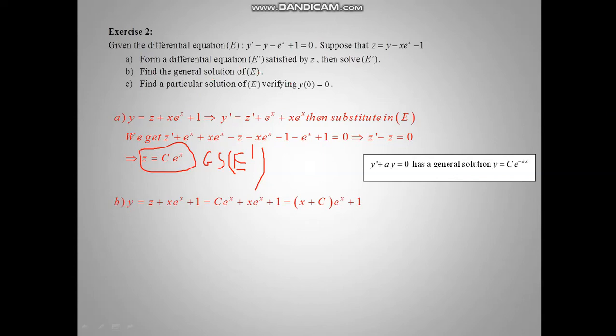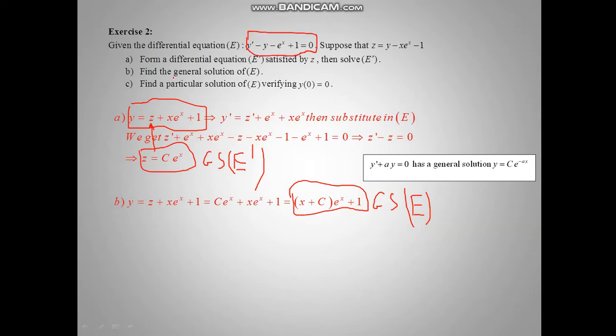To find y, we are asked to find the general solution of the equation E. Very easy. We have y equals z plus x e^x plus 1. Simply replace z by its value here. So y equals c e^x plus x e^x plus 1, and here we take e^x as a common factor. Okay, this one is the general solution of the equation E, the general solution satisfied by y.